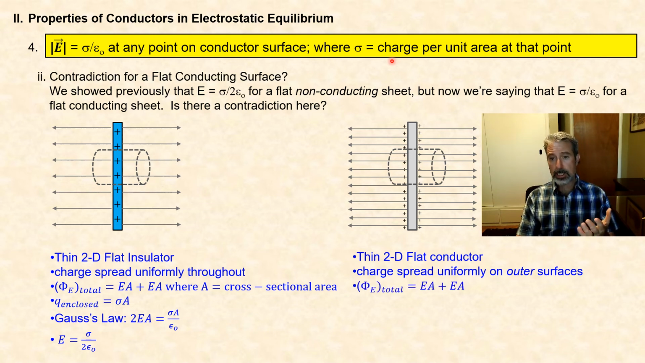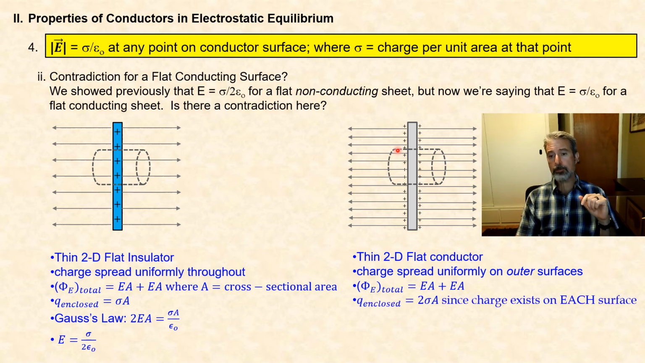In which case, when we evaluate the flux, it is exactly the same case as before. As for the insulating sheet, we've got flux of the field through the right end cap as well as flux of the field through the left end cap. So the total flux is identical. But here's where the difference is.